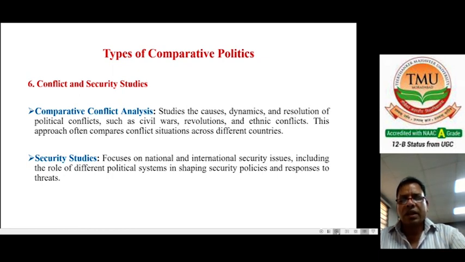Then come to security study. That means we study national and international security issues, including the role of different political systems in shaping security policy and response to threats. When we're talking about security, there are two types of security. One important security is internal security. The second is security at the borders level. That means at the border level there is war, there is conflict with other states. But internal security deals with the maintenance of law and order. They are providing some kind of security.